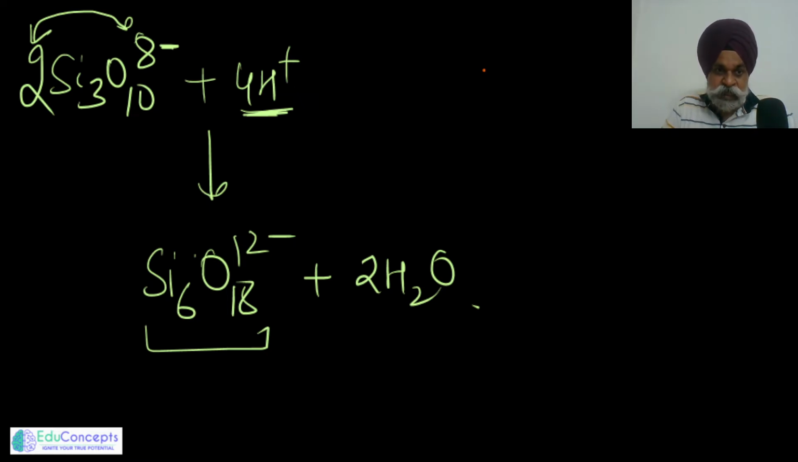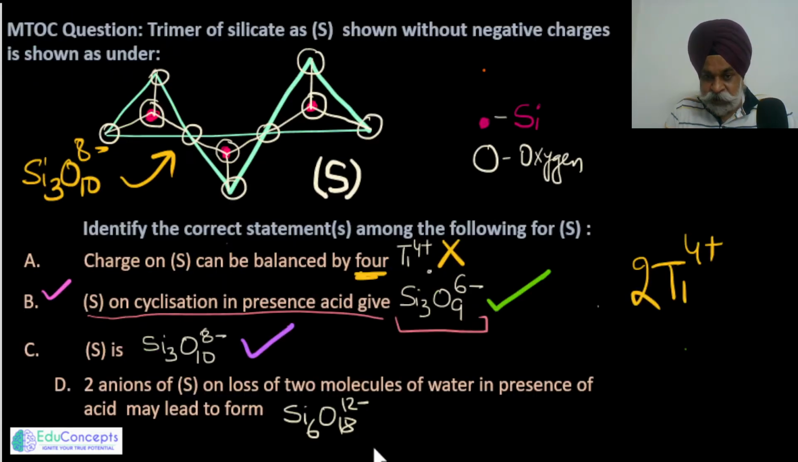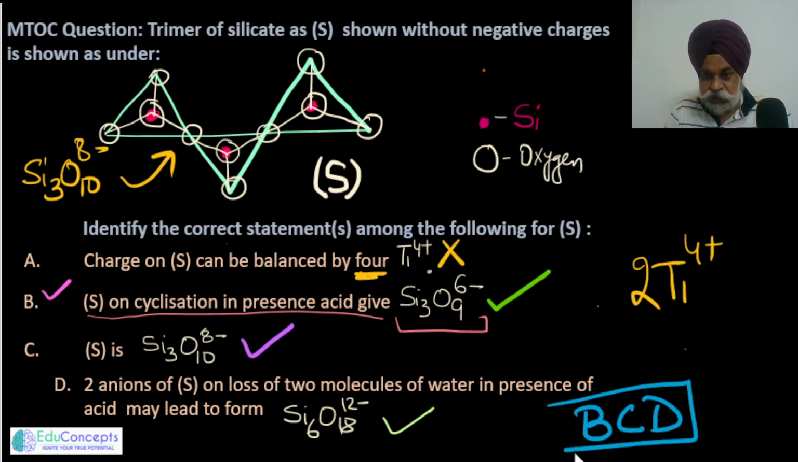It seems like D option is also perfectly right. So the answer to this particular question would seem like options B, C, D are the correct ones. Because here you need to be a little vigilant that 2 moles of Si3O10 losing 2 molecules of water may lead to, yes, it can lead to hexagon. Because why is it so?